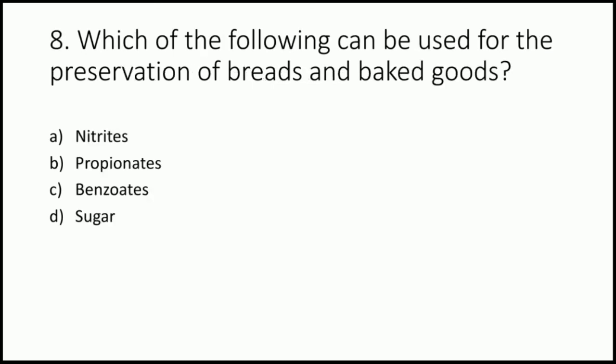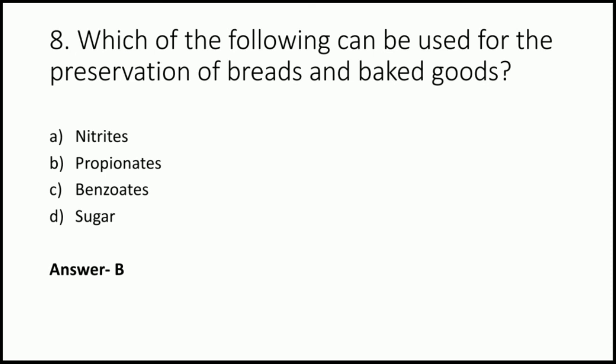Which of the following can be used for the preservation of breads and baked goods? So for the preservation of baked goods, we need to add certain additives, and that preservative which is being added is known as propionates. So the correct answer is option B. Propionates are antimicrobials which are being added to breads and baked foods, and they keep the baked products and breads fresh by preventing bacterial and mold growth.